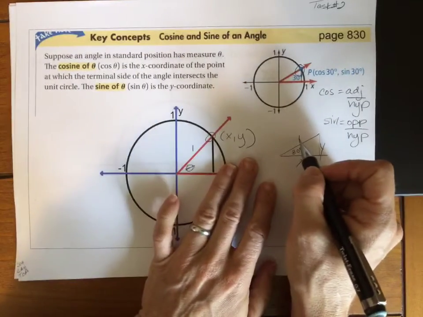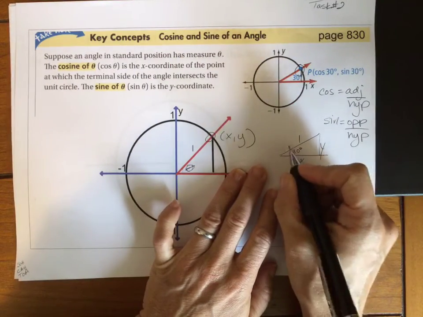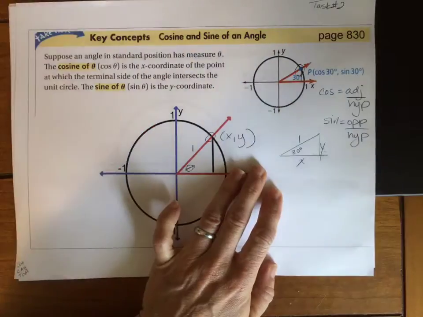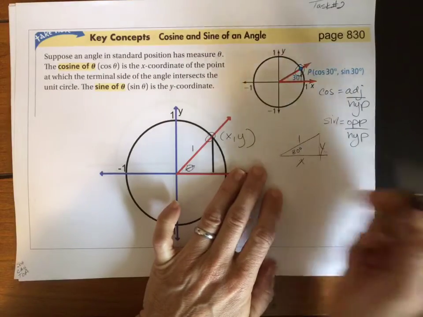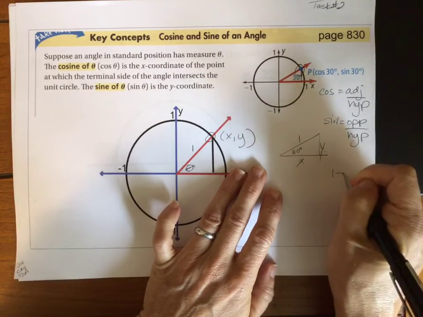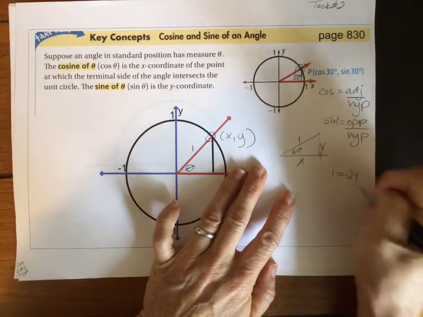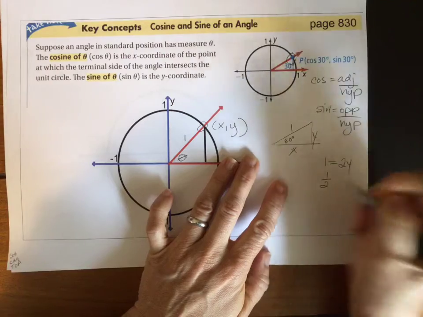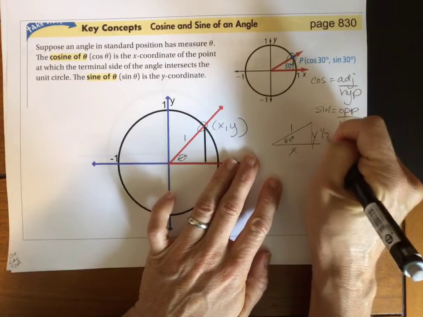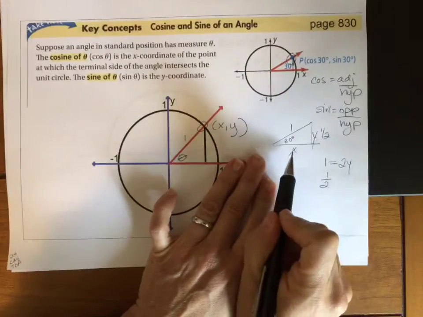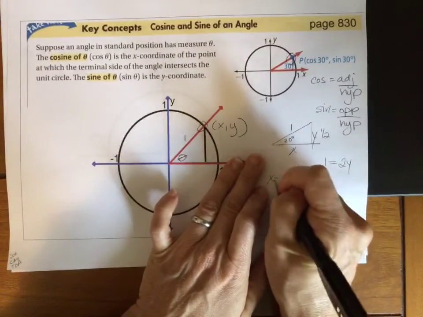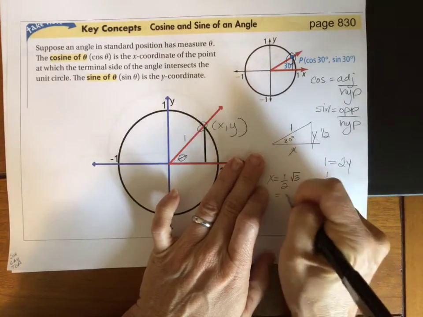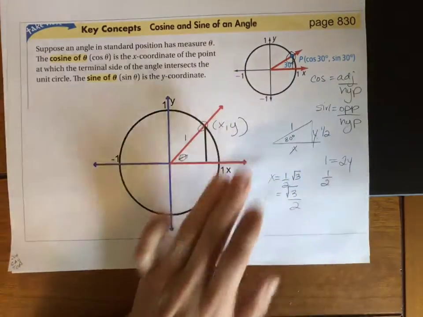Well, we know that 30, 60, 90 triangle, my short side, which happens to be y over here, is half of my hypotenuse. Or we can say this way, we know my hypotenuse is equal to 2 times my short side. So my short side must be 1/2. So we're going to say that's 1/2 there. And then if you remember, the long side, x, is the short side times root 3. So that's going to be root 3 over 2.